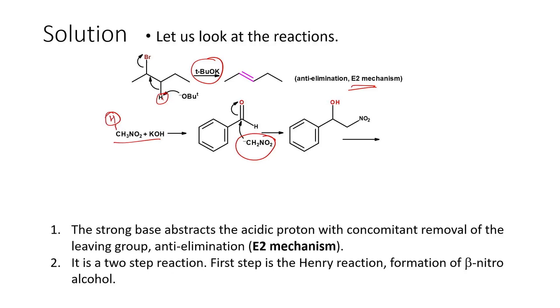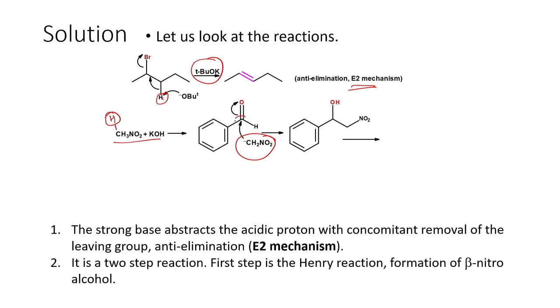methyl proton is removed, we get an anion, and this anion can be stabilized by an electron withdrawing group, that is the nitro group. So this negative charge comes into resonance stabilization with the electron withdrawing group. So this is quite easily formed, and once an anion is formed, the other reacting substrate is an aldehyde.